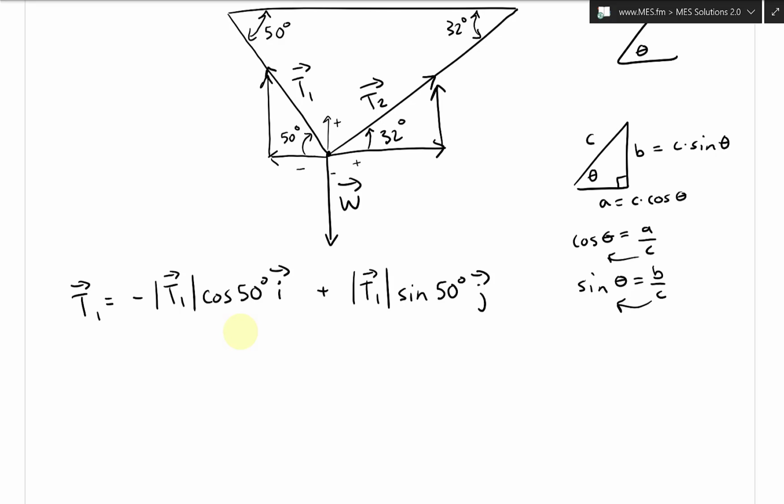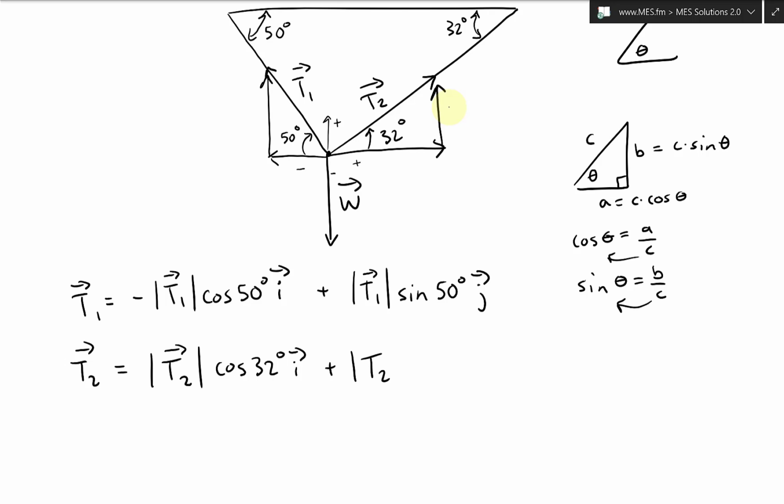Now the next one is T2, over here. This T2, its component parts are both positive: cosine 32, plus sine 32. So this is equal to the length of the T2 vector times cosine of 32 degrees in the i vector form, plus the T2 length times sine 32 degrees in the j direction, like that.